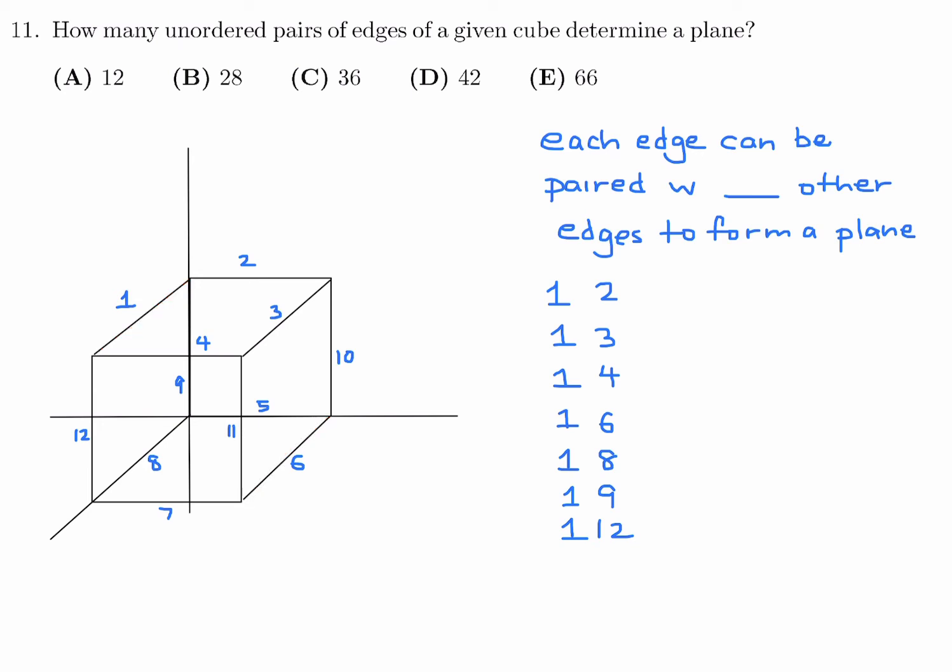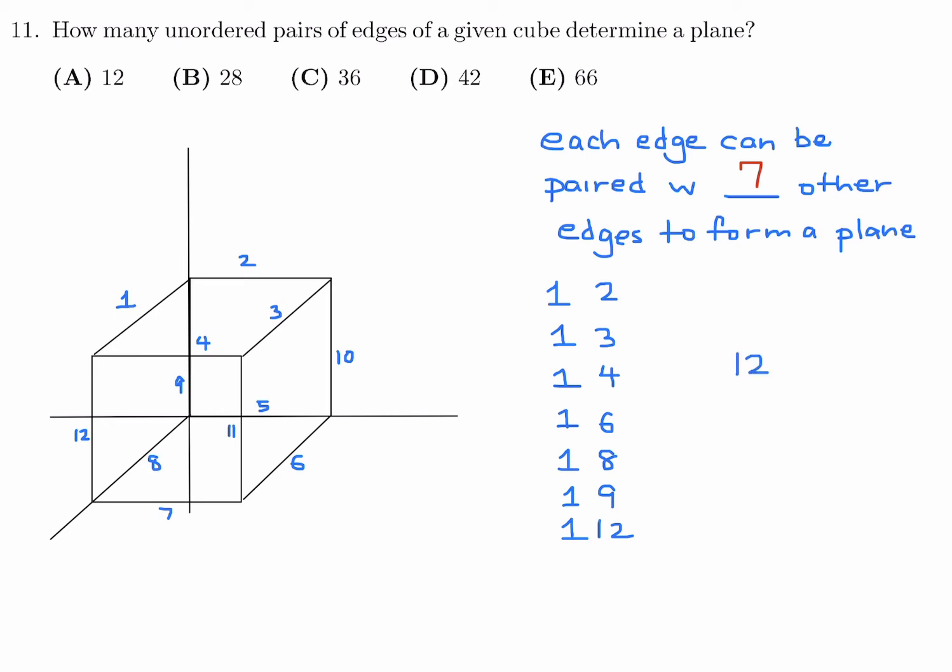1 and 8, well, 1 and 8 is pretty obvious that it's part of that plane. And then 1 and 9, well, of course, those are going to make a plane. And 1 and 12, those make a plane. So I hope that is convincing. I know that's a little bit abstract. I actually had to wrestle with this one a little bit. So basically, this is 7 right here. So each of those 12 edges can be paired with 7 to form a plane.